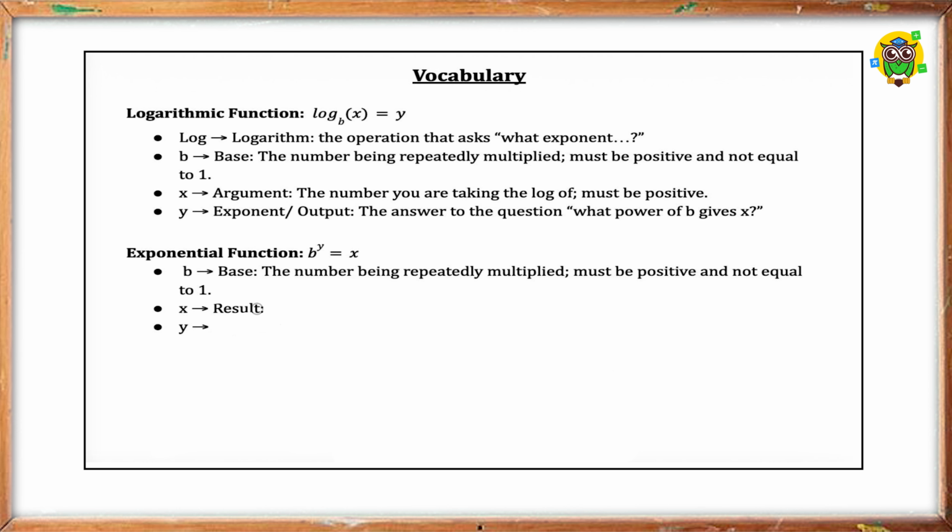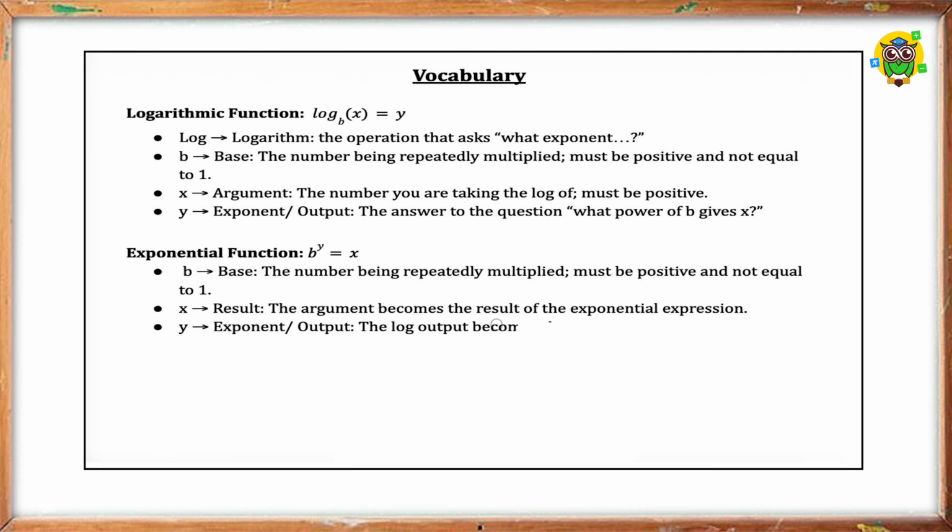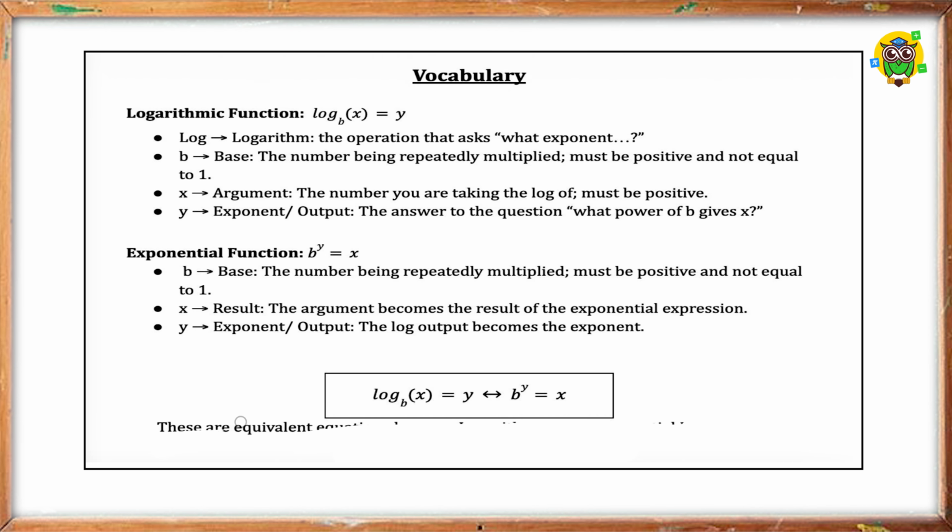x is our result. The argument becomes the result of the exponential expression. y is the exponent, also known as the output. The log output becomes the exponent. So we want to keep in mind that our equations are equivalent equations because logarithmic and exponential functions are inverses of one another.